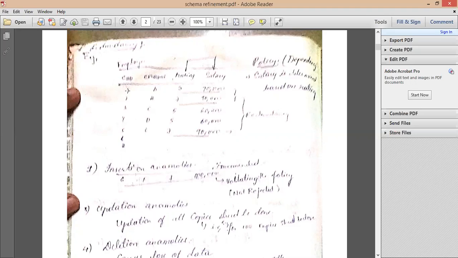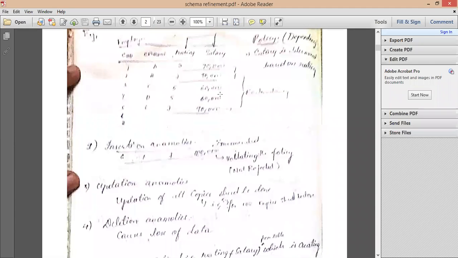But here, since the entry has been taken twice, it will update 2 records to 95,000. Actually, since the employee is only one, it should update the salary only once, but it is updating twice. That is called an update anomaly.